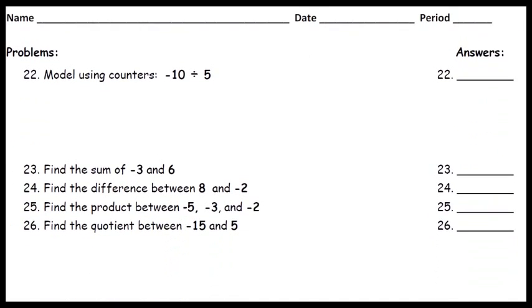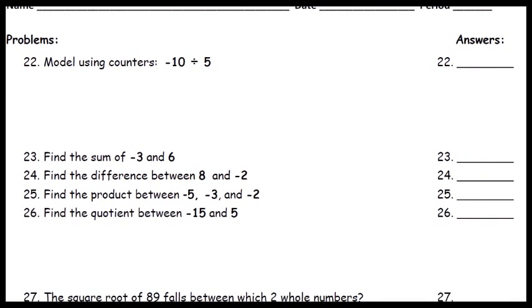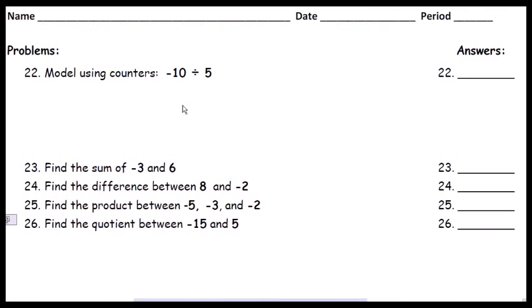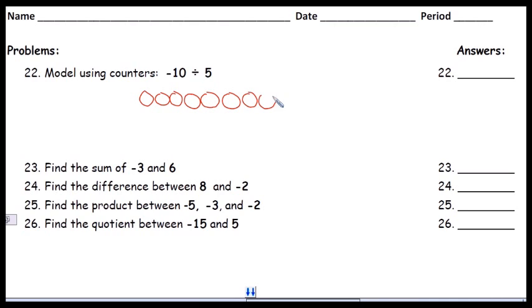Okay, now number 22. Model using counters, -10 divided by 5. So now we have 10 negative counters that we have to draw. 1, 2, 3, 4, 5, 6, 7, 8, 9, 10. Okay, and dividing by 5 means you're going to be grouping them into groups of 5.